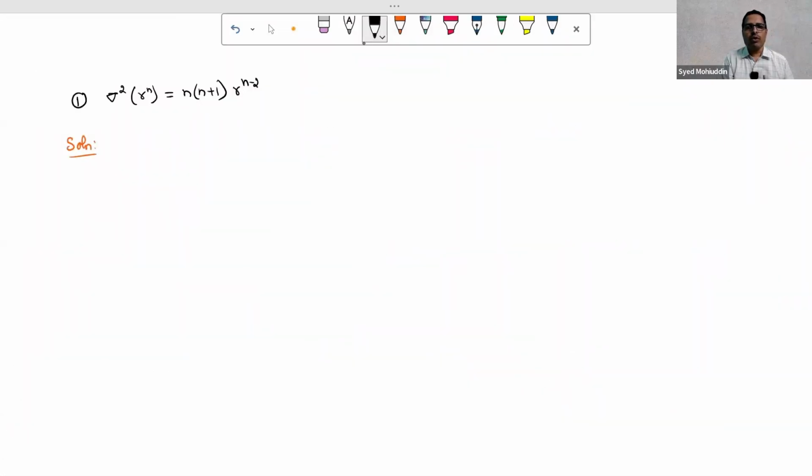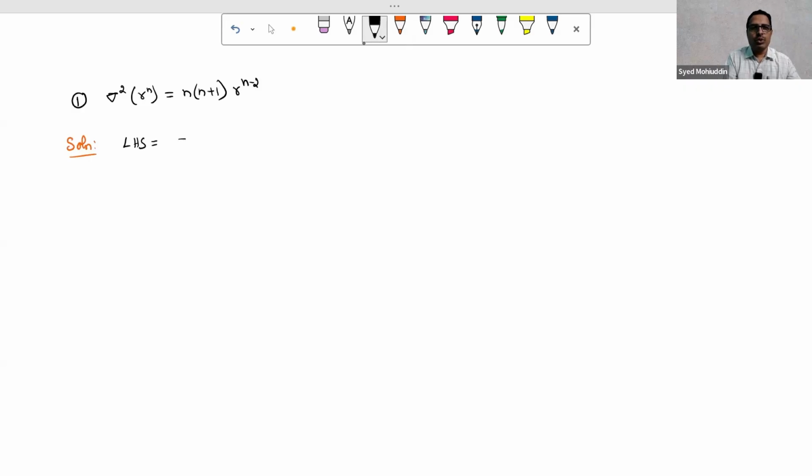Let's get started. The question is: prove that del square r power of n is equals to n into n plus 1 into r power of n minus 2. So we need to prove this result. For that, let us take the left-hand side and arrive at the right-hand side. So let us start with the left-hand side.